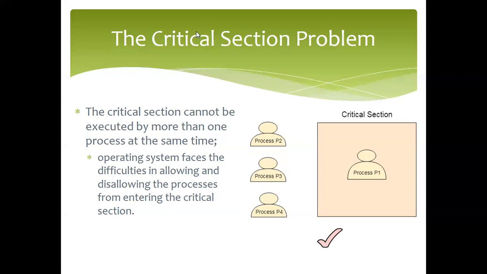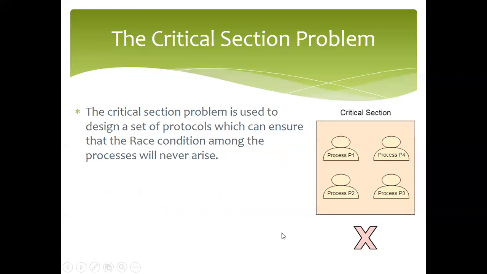Think about it. If all processes, all four processes, are inside their critical sections at the same time, it will cause a race condition.